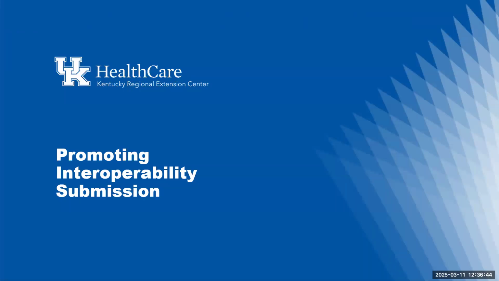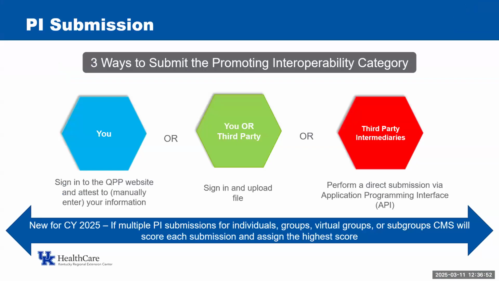Next, we've got submission for the promoting interoperability category. So let's talk about some ways that you can submit. There's 3 ways to submit your data. I'll start here with the way most of us probably do it, and that's by signing in and manually entering your information into the QPP site. You or your vendor can also sign in and upload a PI file from your EHR. And lastly, your vendor can submit on your behalf via an API if they have that capability.